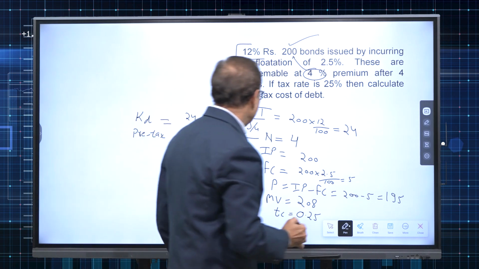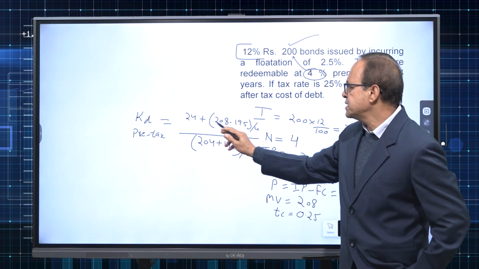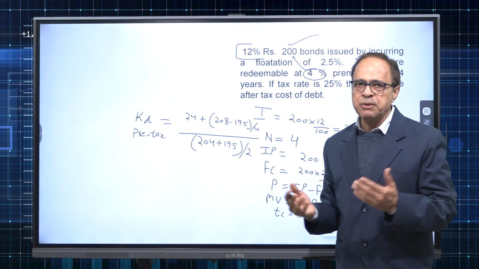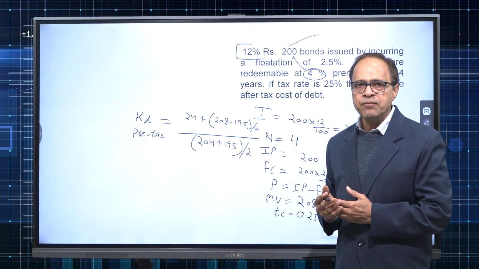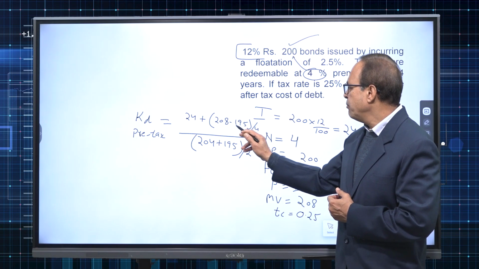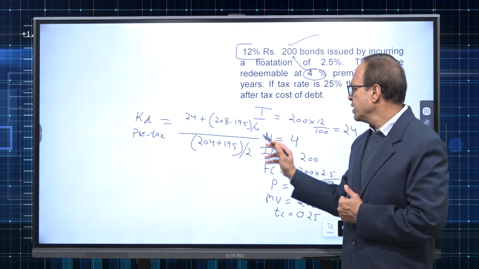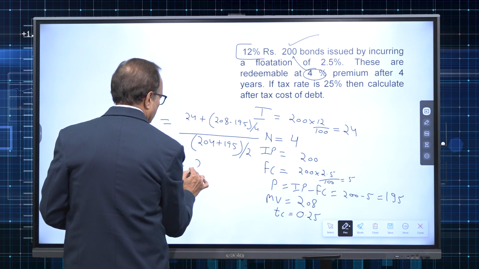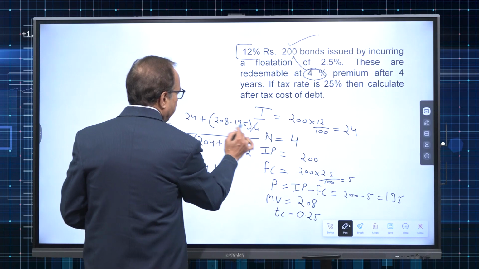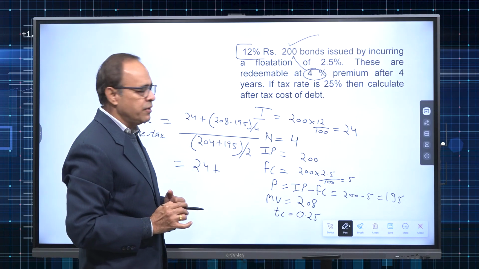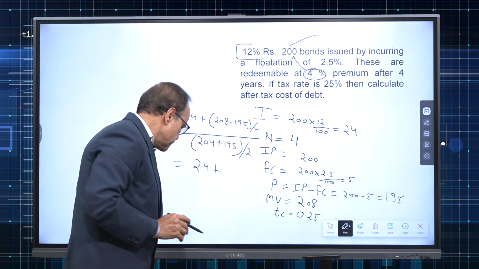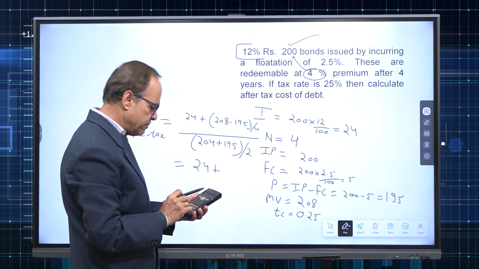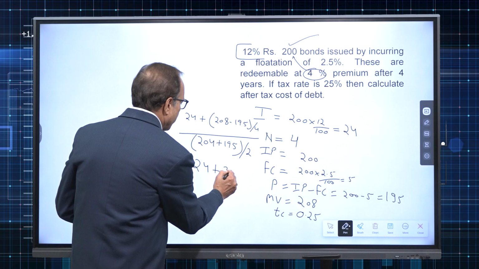So this formula you remember. So that is I plus MV, M or MV are the same. Few people use M, or few people use MV. So we are using MV, maturity value 208 minus P, which is the net issue proceeds, divided by 4. So how much do you get? We get 24 plus the gap between these two is 13, 13 divided by 4. So 208 minus 195, we get 13 divided by 4, 3.25.